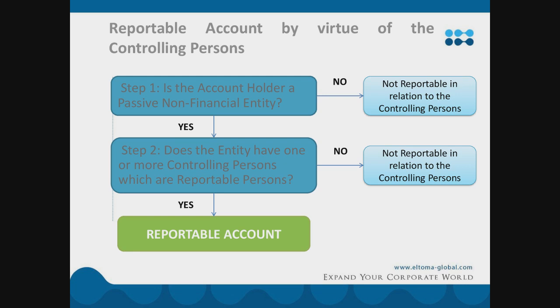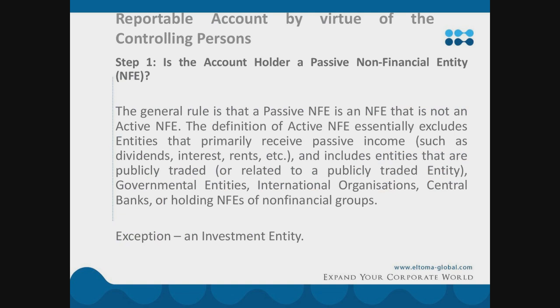So step number one is to determine whether the account holder is a passive non-financial entity. If no, then the account is not reportable in relation to the controlling persons. If we have a passive non-financial entity, then we need to consider the second step: whether this entity has one or more controlling persons which are reportable persons. If the answer to this question is no, then the account is not reportable in relation to the controlling persons. If the answer to the step two question is yes, then we've got the reportable account. So now let's consider both steps in more detail.